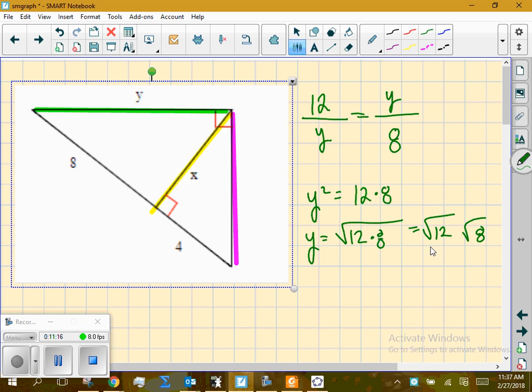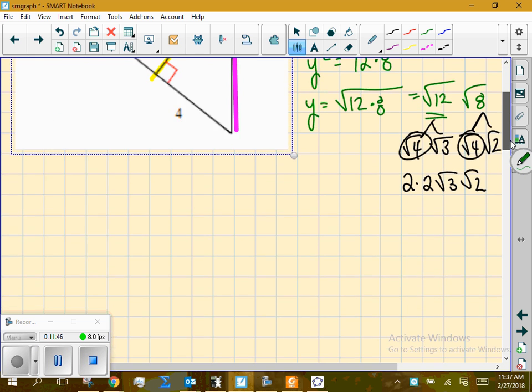Okay? What is a perfect square that will divide 12? 4. Okay? So 12 breaks down to radical 4 times radical 3, right? What's a perfect square that divides 8? 4. So it breaks down to that, correct? What's the square root of 4? 2. So square root of that 4 is 2. What's square root of this 4 is 2 again, right? And then radical 3 and radical 2 are not perfect squares, so they stay that way. So now it's 4. Radical, anybody know what radical 3 times radical 2 is? Radical 6.